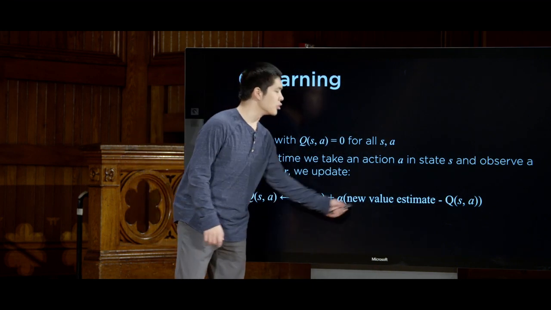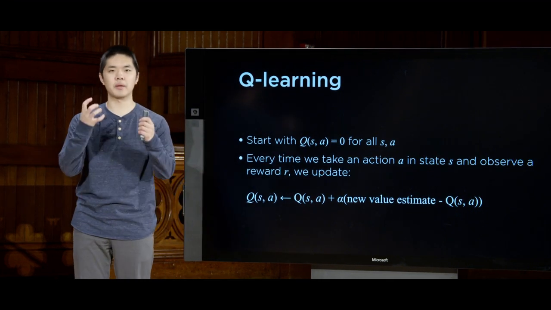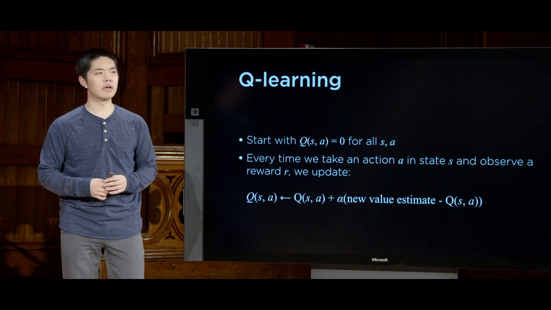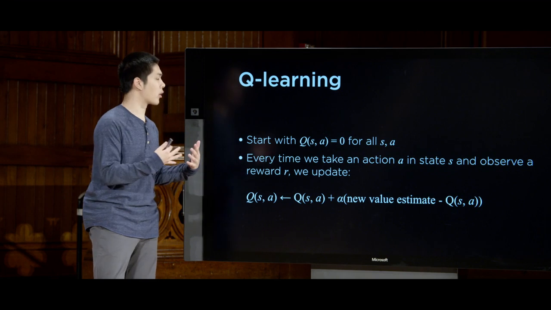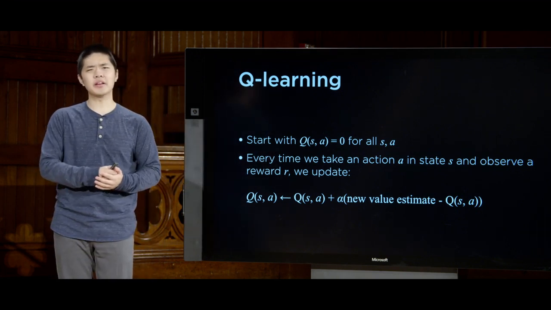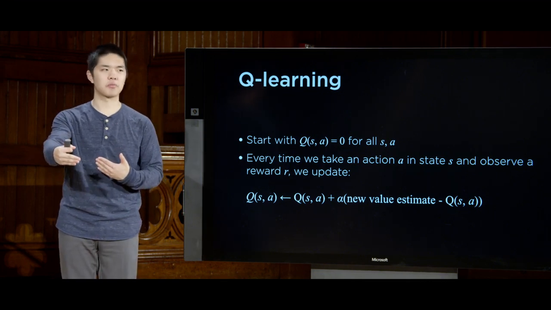And what then is the new value estimate? Based on this experience we have just taken, what is our new estimate for the value of taking this action in this particular state? Well, it's going to be composed of two parts. It's going to be composed of what reward did I just get from taking this action in this state, and then what can I expect my future rewards to be from this point forward?